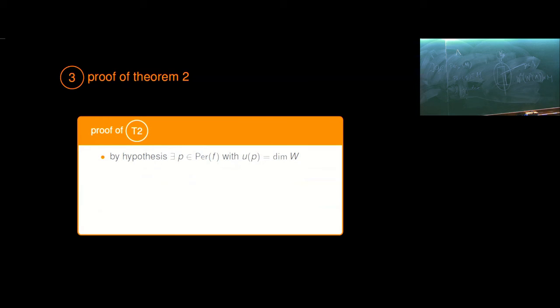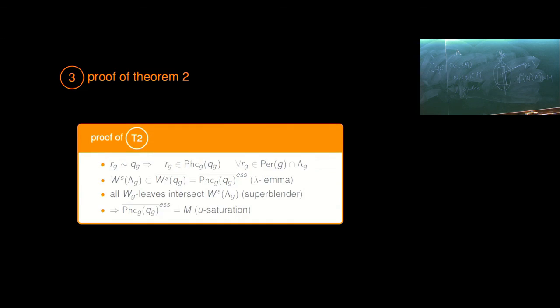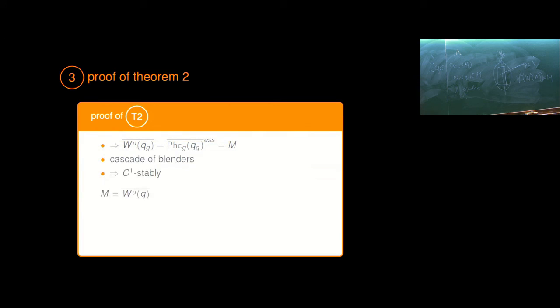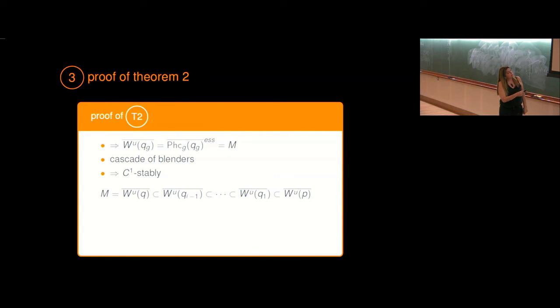And, well, I don't have time to go on. I have just proven one part. The rest of the proof should be minimality. I don't have time to prove it. I use blender properties. I do a cascade of blenders, and then I prove that this is contained here, and then the unstable manifold of P is M, and this proves also stable minimality.